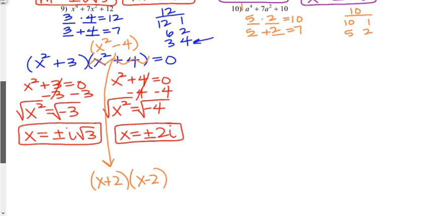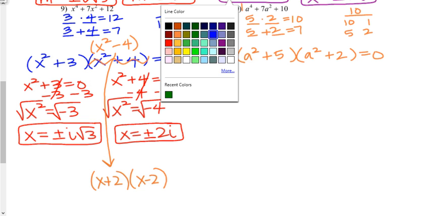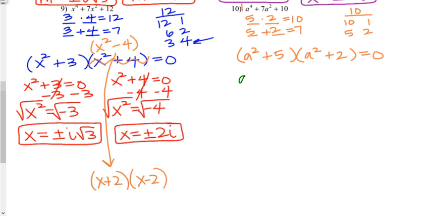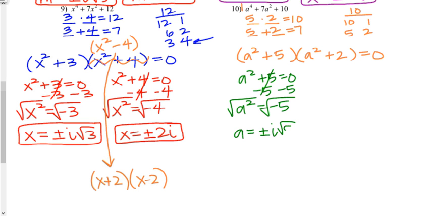So this turns into a squared, don't forget that, plus 5 plus 2. So when I solve, a squared plus 5 equals 0. Subtract 5 from both sides. I get a squared equals negative 5. And then I have to take the square root of both sides. So a equals plus or minus i root 5. It's kind of been a common answer. I've seen that plus or minus i root 5 a lot.